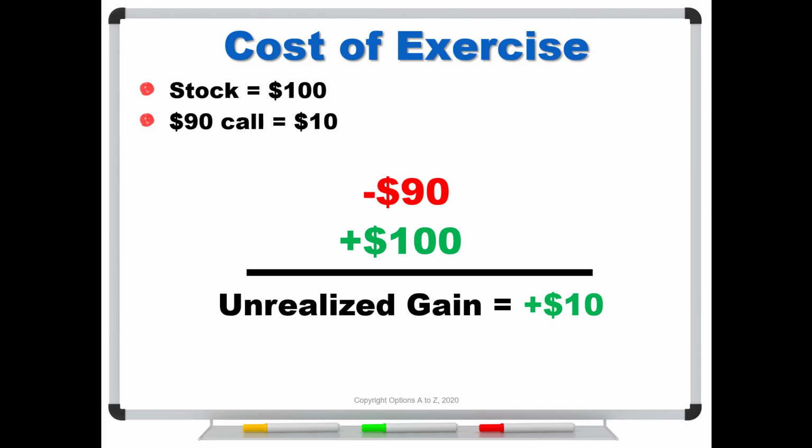So did we really give up the 10? No, if you exercise the call, you're just kind of hiding it as an unrealized gain. You didn't really sacrifice it at all, and that's why it's a very big mistake to count it as a cost. So where does the cost come into play?